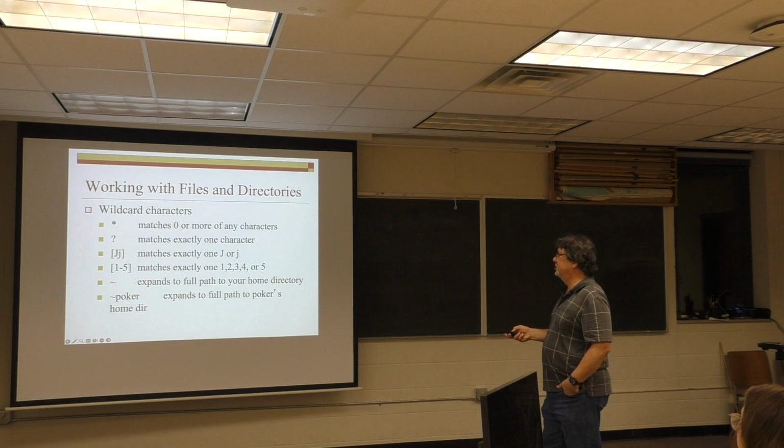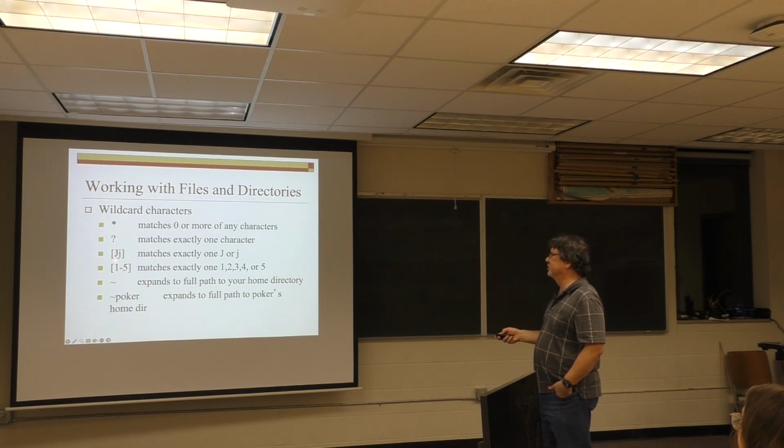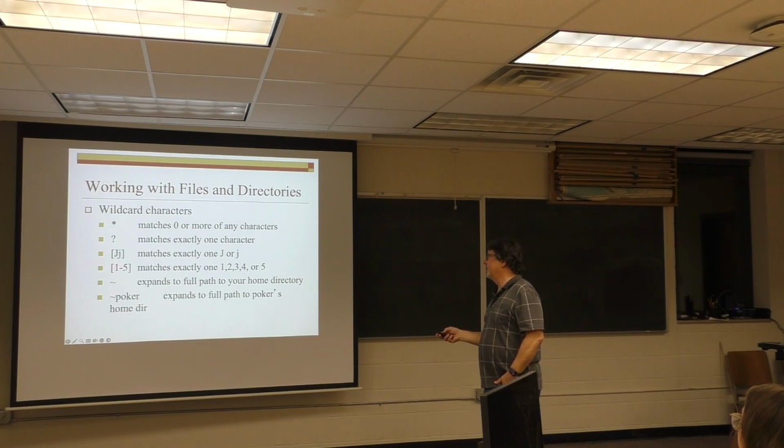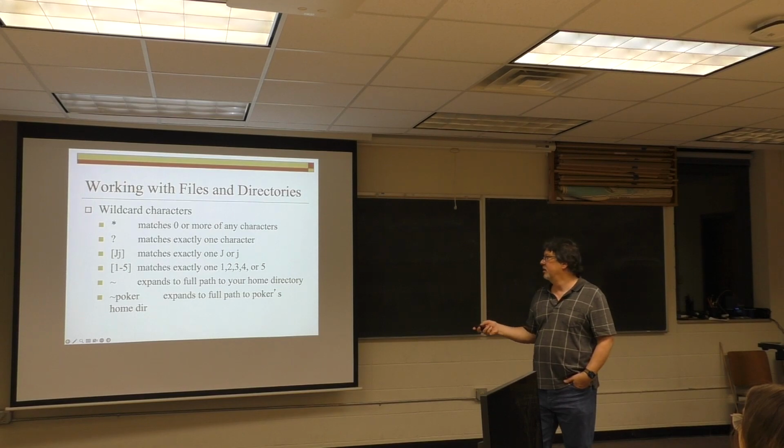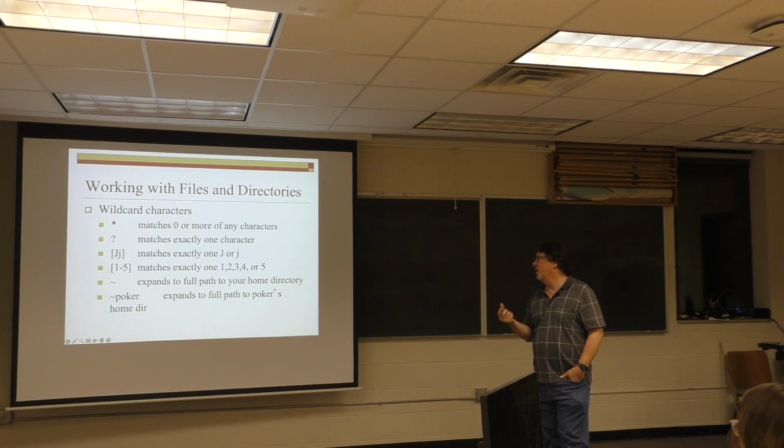You can use bracketed ranges or bracketed chunks. So if I did bracket capital J, lowercase j, that will match exactly 1 character if it's a capital or a lowercase j, but nothing else. You can use ranges in there, so bracket 1-5 would match exactly 1 character of any of 1, 2, 3, 4, or 5 in that spot.